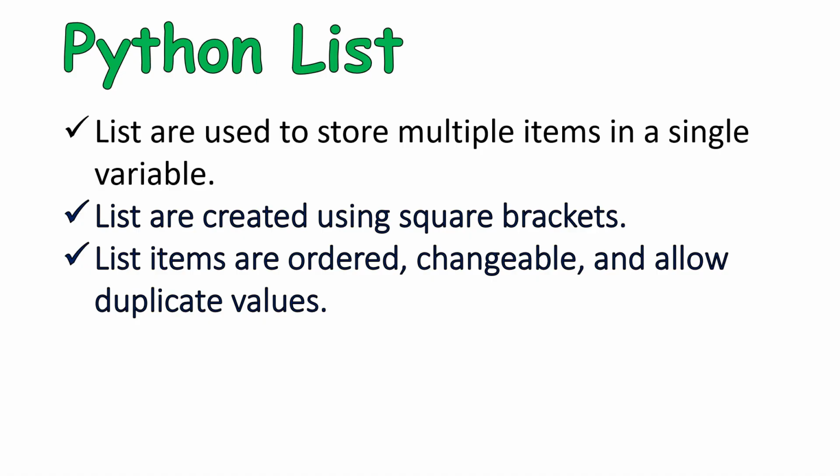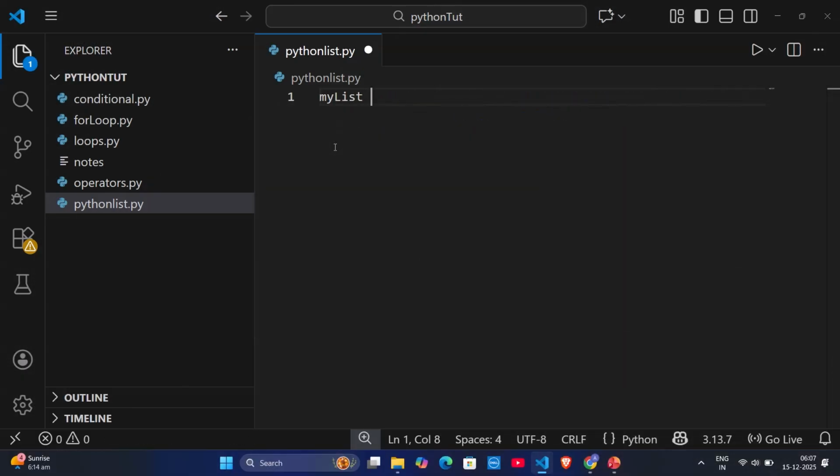Lists are used to store multiple items in a single variable. Lists are created using square brackets. List items are ordered, changeable, and allow duplicate values. Let's understand how to implement lists in Python. I am creating a list of names of my friends.